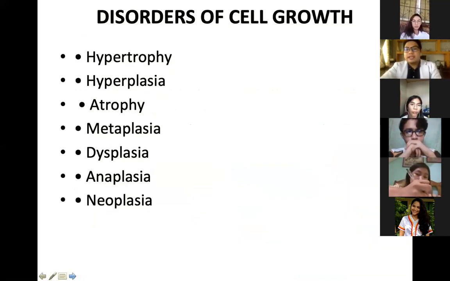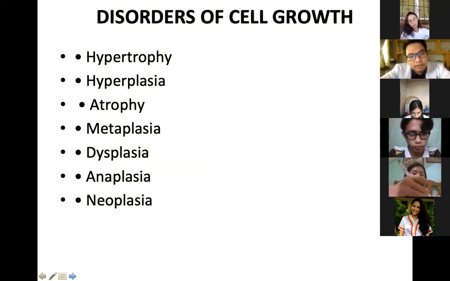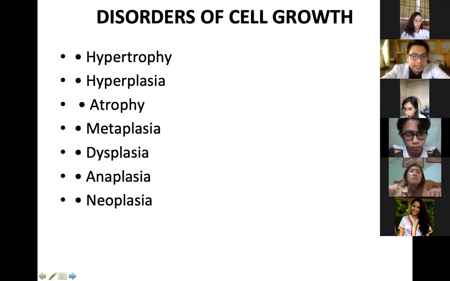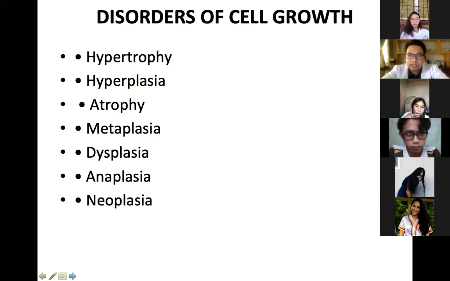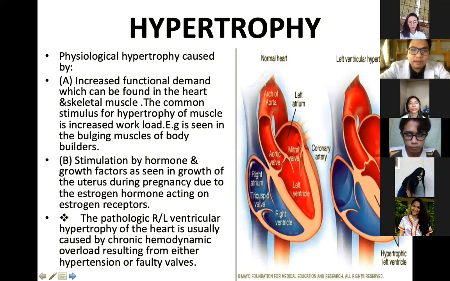So, as for differentiation, of course, class, meron ding disorders for cell growth. So we have 7: hypertrophy, hyperplasia, atrophy, metaplasia, dysplasia, anaplasia, and neoplasia. So first, hypertrophy. Hypertrophy, class, refers to an increase in size of the cell that results in an increase in size of the affected organ. So we have two types of hypertrophy. We have physiologic and pathologic.